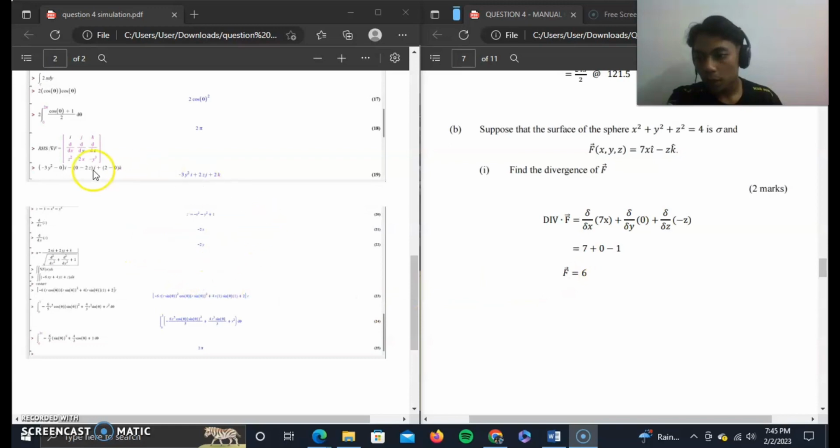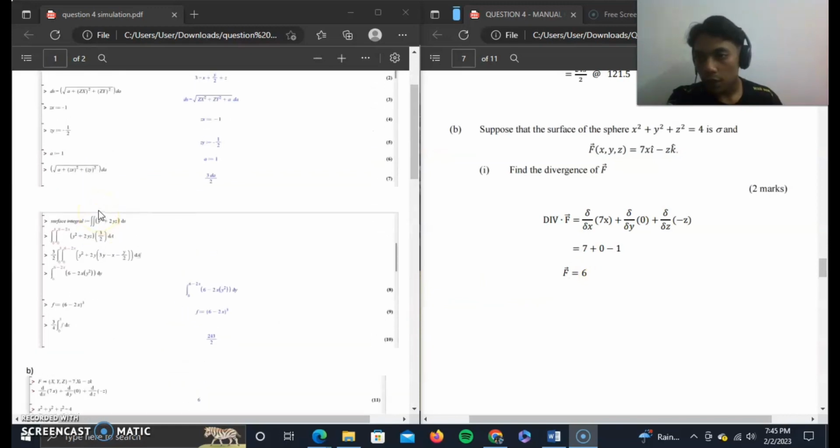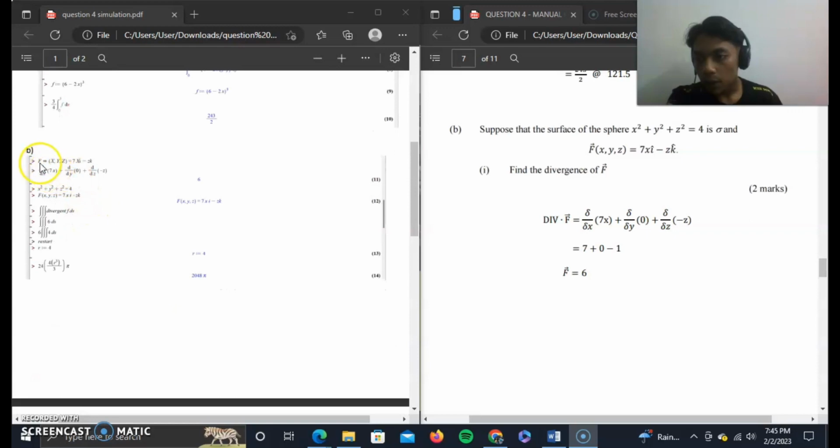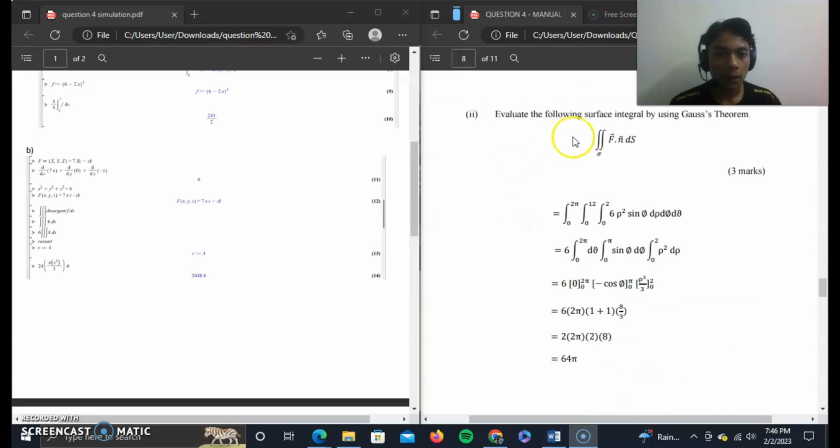Okay, we look at the simulation. We need to include the question as a command and the formula, and after the run we get the final answer C, the same as in the manual calculation. For Roman two, evaluate the following surface integral by using Gauss's theorem. We must know the limit, and we can integrate, and after that we get the final answer, 64.5.